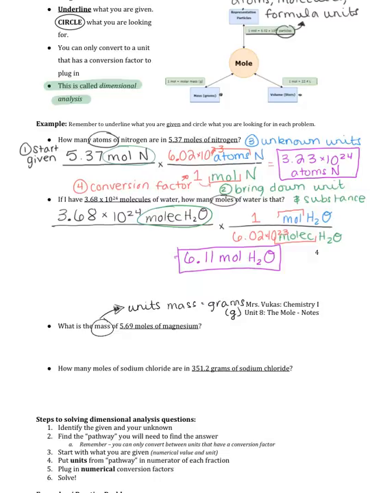So step 1, start with what you're given, always. 5.69 moles of magnesium. Now, as you are doing these problems, even though the units might be different and the numbers might be different, the steps are always the same. So we started with what we were given. Step 2 is to bring down the units.